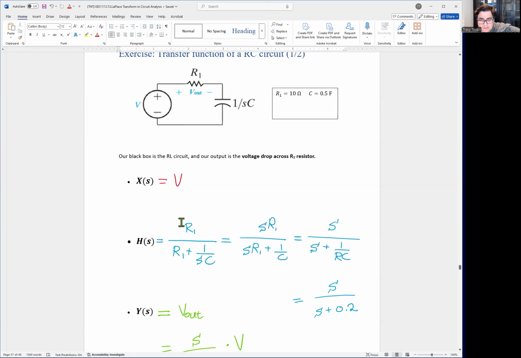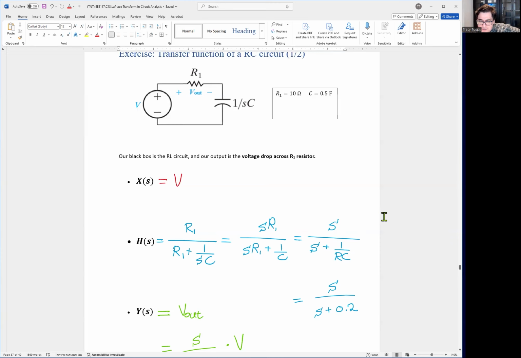So on top you have the resistor, which is what we're trying to get the voltage across, divided by both of the components added together, R1 plus 1 over sC. So we have to multiply both sides by s to get rid of the denominator s. So we're going to have sR divided by sR plus 1 over C. Get rid of the R's by dividing R in both top and bottom. So we have s divided by s plus 1 over RC.